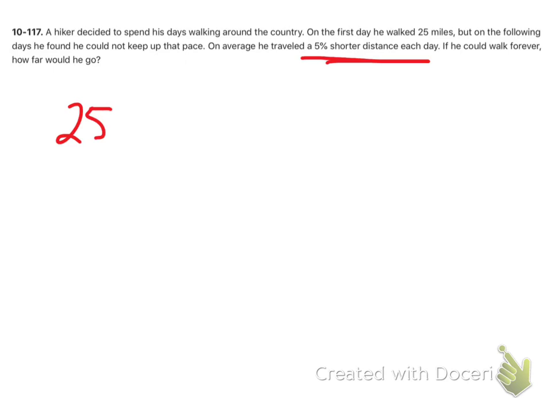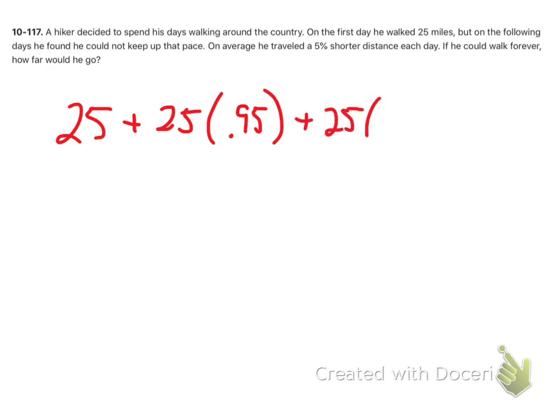So that means the next term would be 25 times 0.95, that'd be our multiplier. And the next term would be 25 times 0.95 squared, and so on. It also says that if he walks forever, and that means we do not have an endpoint, this is going to go to infinity.